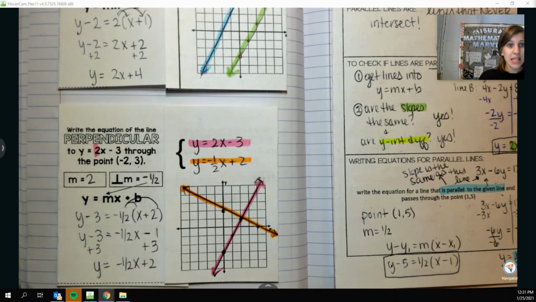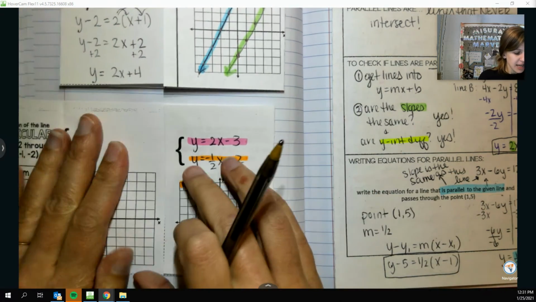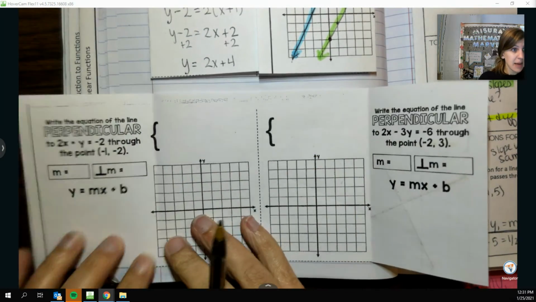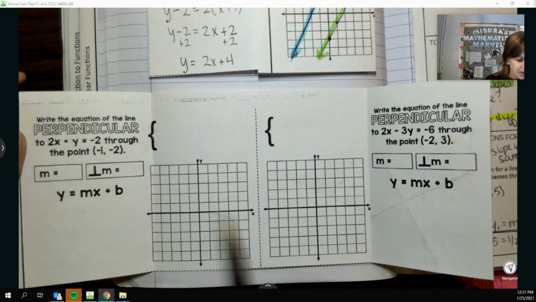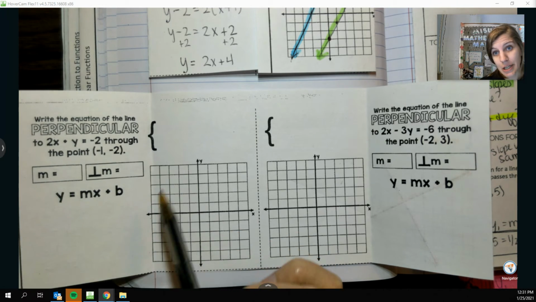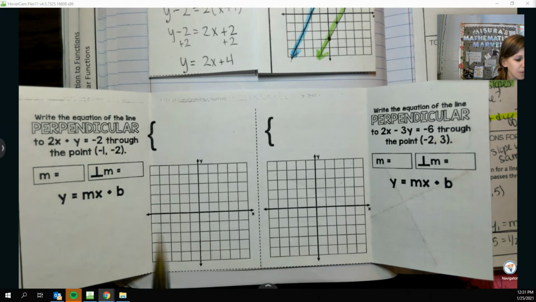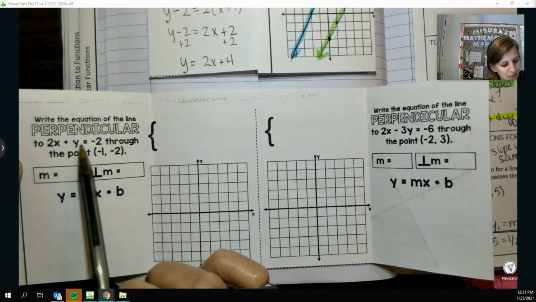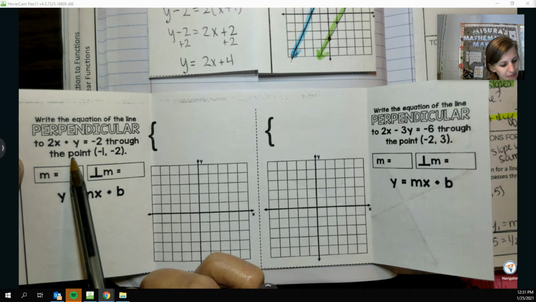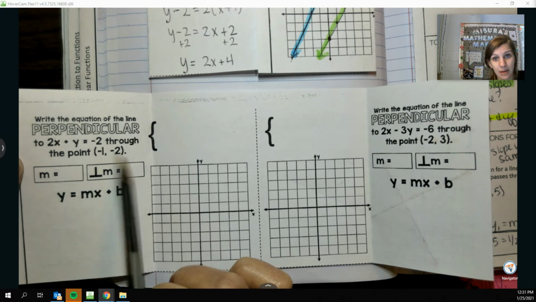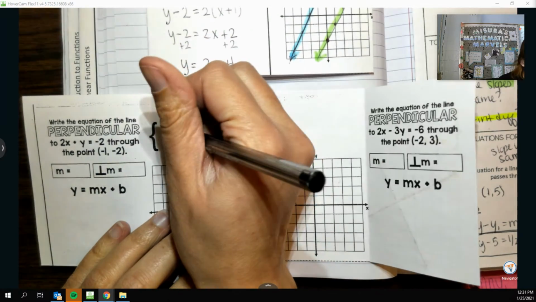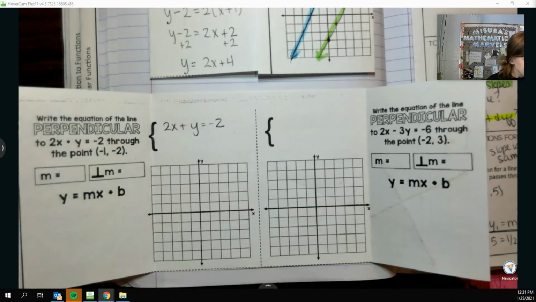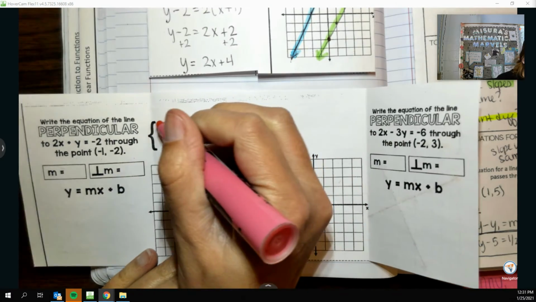Okay, now when we did the last one, I showed you guys a different way to do it. So if we open this one up, kind of another way to think about how to write this equation is to graph it first and then work our way back. So write the equation of the line perpendicular to 2x plus y equals negative 2, and through the point negative 1 comma negative 2. So I can take the line that they give to me, 2x plus y equals negative 2, and actually graph that one first.